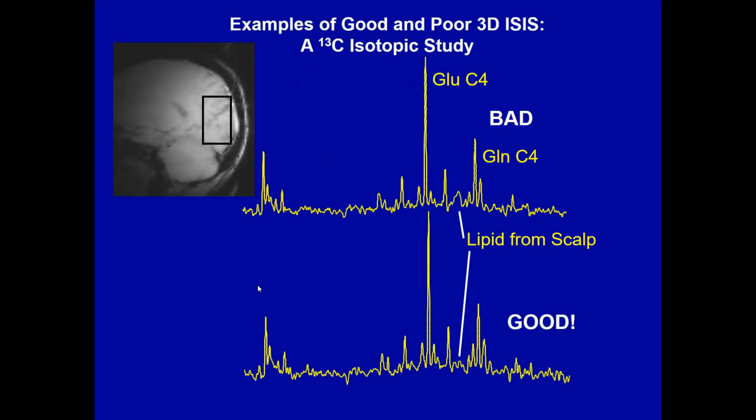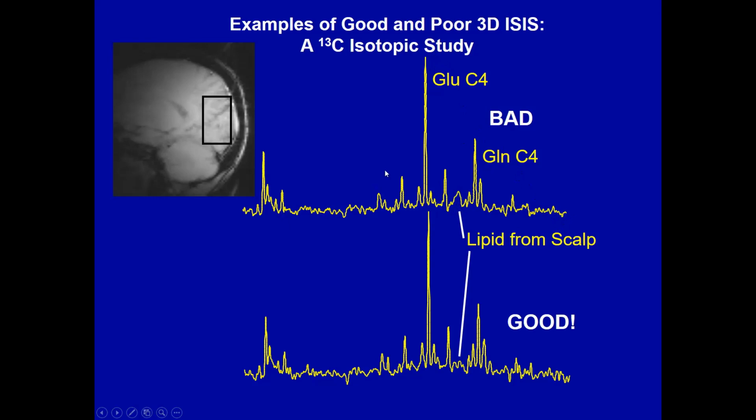And here's an example with some good and not so good. It said good and poor 3D ISIS. Actually, they're both acceptable. If the person moves a lot, the result could be unusable. But with just a tiny bit of movement, we do see some effect. So in this case, there is a huge lipid signal, which if you don't do any suppression, will be much larger than any of these peaks. And it's based around here.